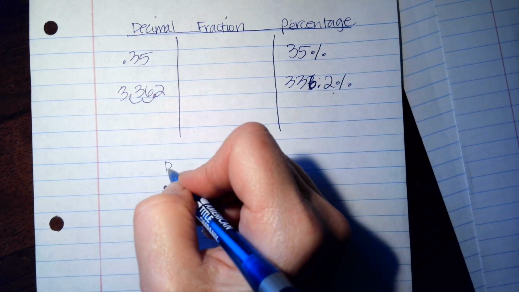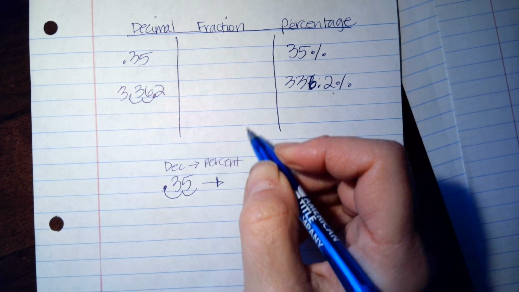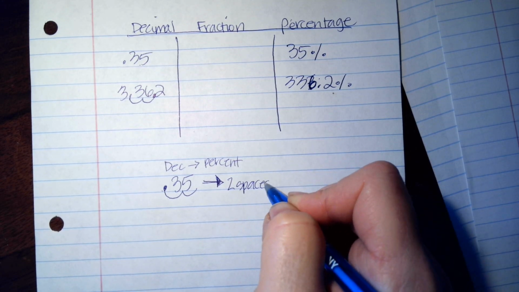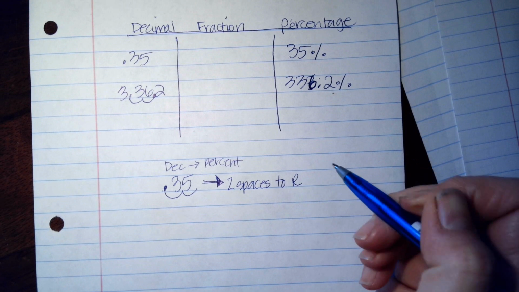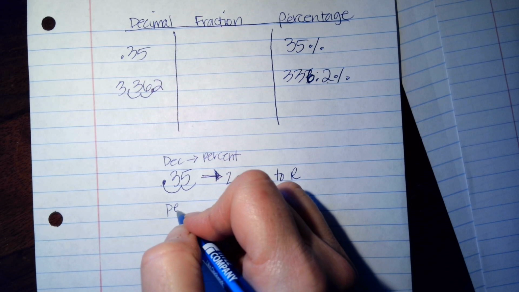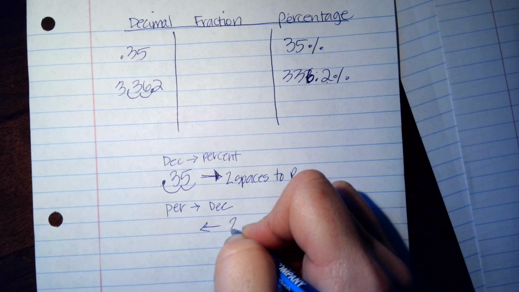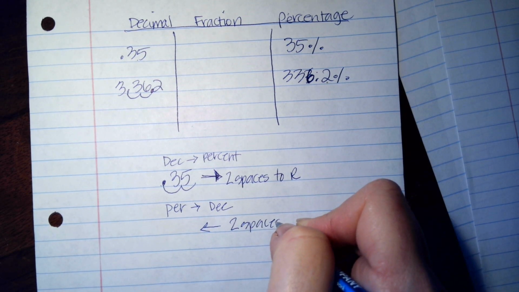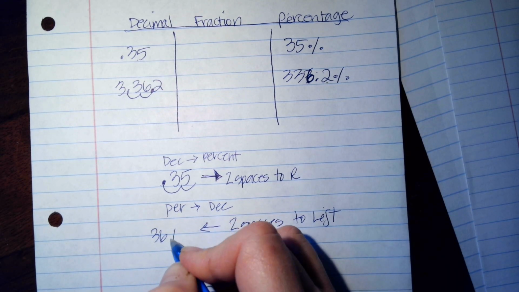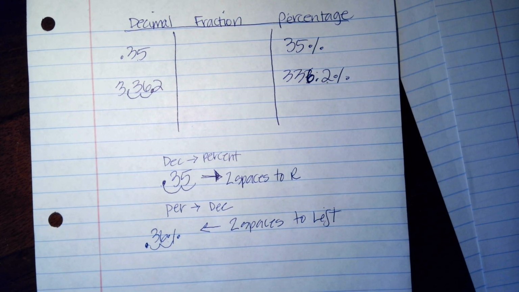So when you're doing decimal to percent, I keep saying fraction, you are going to move 2 spaces to the right. Make sense? If you're moving percentage to a decimal, you're going to move 2 spaces to the left. So if you have 36%, you're going to go 1, 2, and it's going to become 0.36.